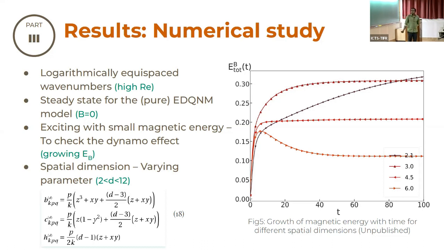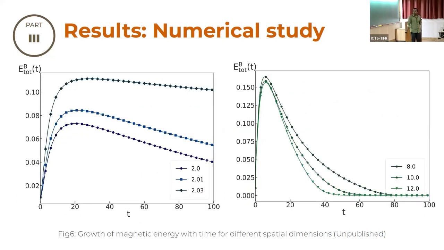So as you can see, I take an EDQNM spectrum and then introduce a tiny magnetic energy into it, and look at the growth of the magnetic energy. So for dimensions 3, 4.5, 6, and even for 2.1, we see a dynamo exist. But at d equal to 2, we don't expect the dynamo to exist. You see a growth of magnetic energy, and then it decays as time progresses, and no dynamo effect persists even for dimensions close to 2.